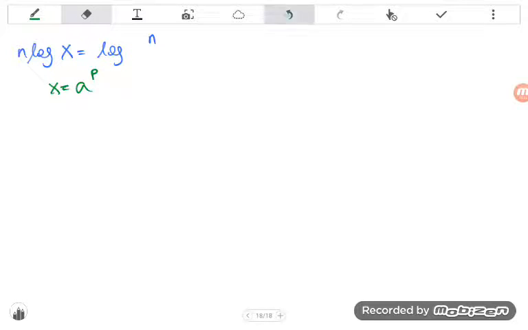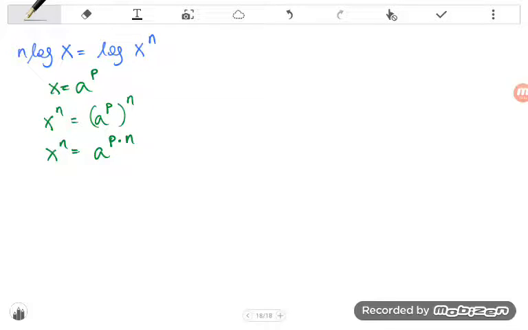And I have this x to the power of n. Let's try to see what happens. So if I have x to the power of n, that means I will have a to the power of p, the whole thing to the power of n. Make sense? And power to the power, we multiply the exponents. Okay, and now let's try to change that to log form.